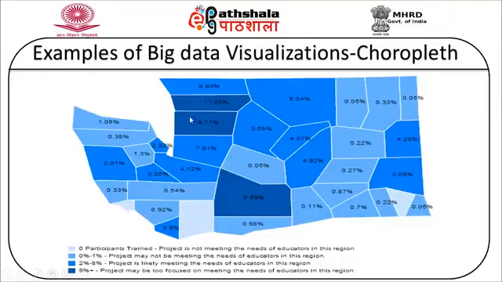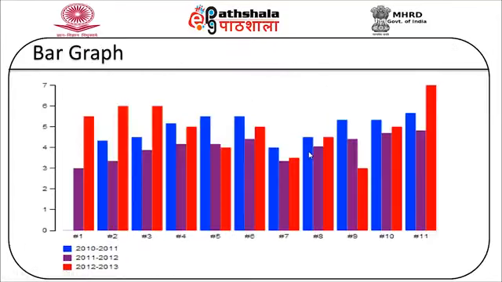Everything is being shown in the form of a color map, represented as a choropleth here. This is another big data visualization, represented in the form of a very simple bar chart. Here it is possible for us to compare the amount of data from the year 2010 to 11, 2011 to 12, and 12 to 13, which are represented in 3 different colors, and we can compare all the data with respect to years.